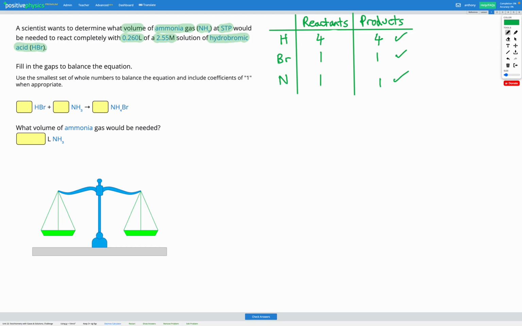So all of our coefficients are just going to be 1. So I'll enter that over here. Remember, normally you wouldn't need to include the 1 to show we've got one of it, but on this website we do need to include the 1. Great, so our equation's balanced.